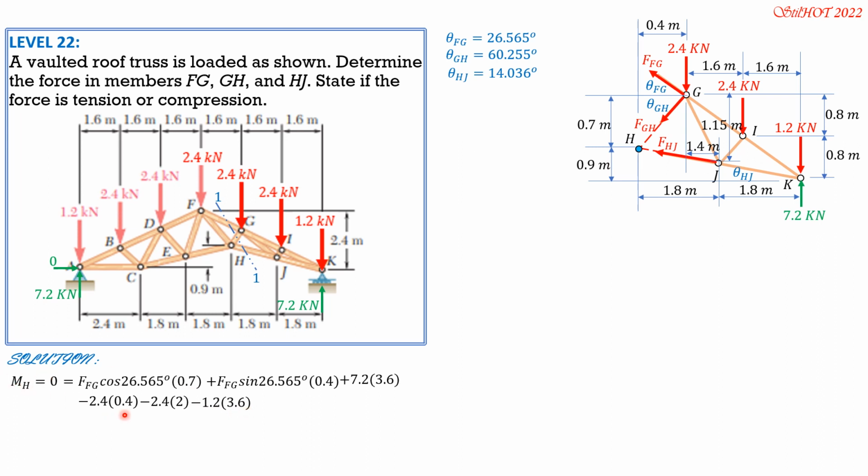So 2.4 times 0.4 plus 2.4 times 2 plus 1.2 times 3.6 minus 7.2 times 3.6, divided by quantity 0.7 cosine 26.565 plus 0.4 sine 26.565. You have your calculator there. It is your problem if you cannot calculate this. There's only FFG left. So FFG is negative 19.68 kilonewtons. So that means FFG is 19.68 kilonewtons compression.